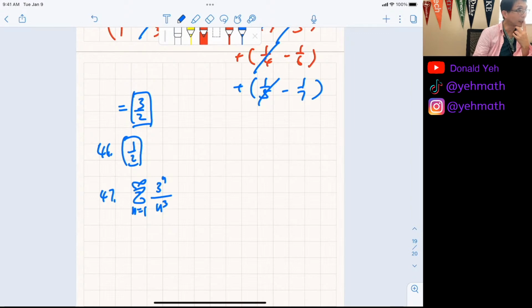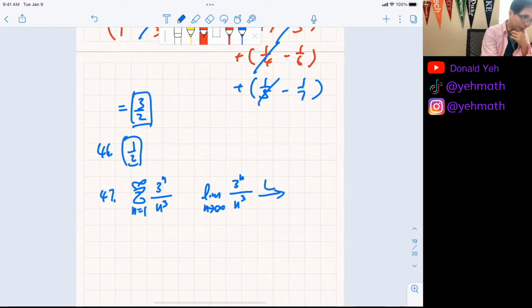It diverges. Why does it diverge? Because if you take L'Hopital's rule, the bottom is eventually going to become constant, and the top is still going to have terms. This is not geometric, so you take the limit as n approaches infinity of 3 to the n over n to the 3. We're going to use the nth-term divergence test. In this case, you do L'Hopital's rule.